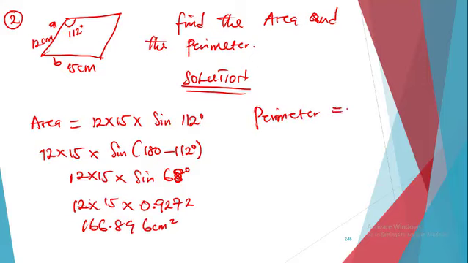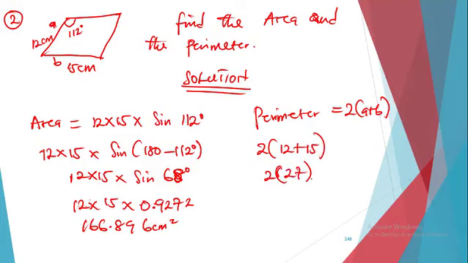Then the perimeter is equal to 2 into a plus b. Is that correct? So have 2 into 12, which is our a, and plus 15, which is our b. That will give us 2 into 12 plus 15 will give us 27, and then 2 times 27 will give us what, 54 as our answer. Okay, 54 cm.